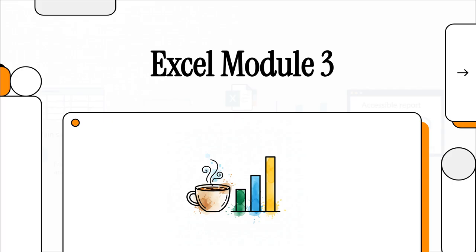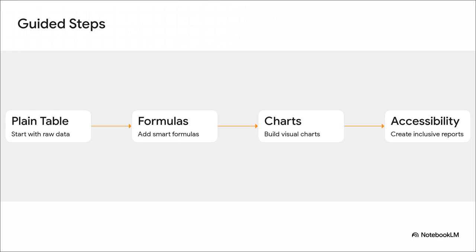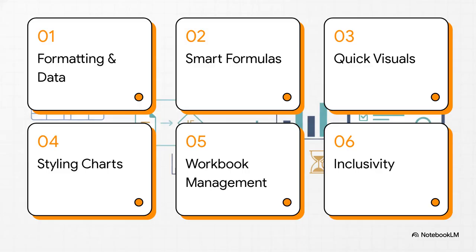Let's get started. Think of this explainer as a guided transformation. We are going to build our coffee cart tracker layer by layer. We aren't just going to type in numbers. We're going to format them so they're actually readable, power them up with some really smart formulas, add visual charts so we can instantly spot trends, and finally make sure our entire report is fully accessible to everyone. By the end of this, you'll see how a simple tracker turns into a tool that drives real-world decisions, whether that's for a school report, a club project, or a workplace dashboard. Okay, let's dive into this.